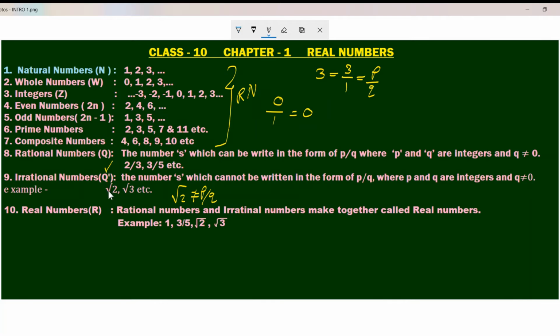In irrational numbers only one type is there, which is non-terminating, non-repeating. Got it? Non-terminating, non-repeating. Those numbers we will call irrational numbers. Here, root 2. We know how to find the root 2 value. Let's find out. We know how to find the square root of a given number.